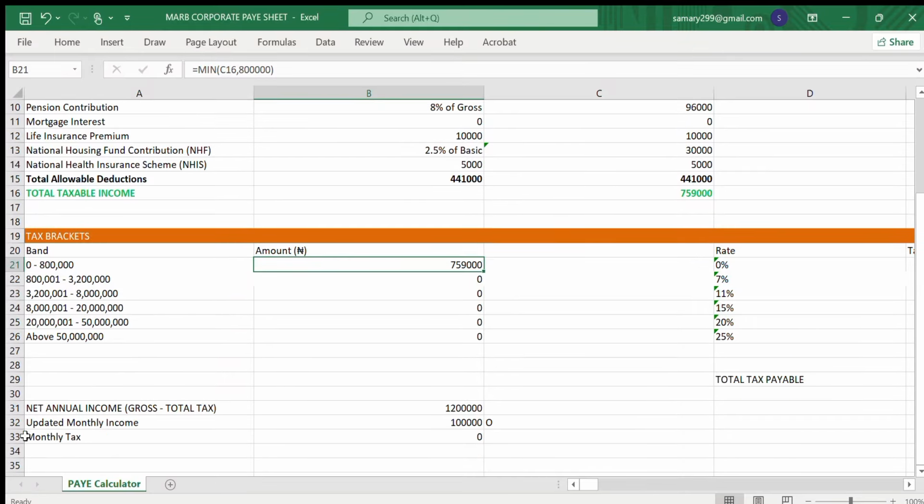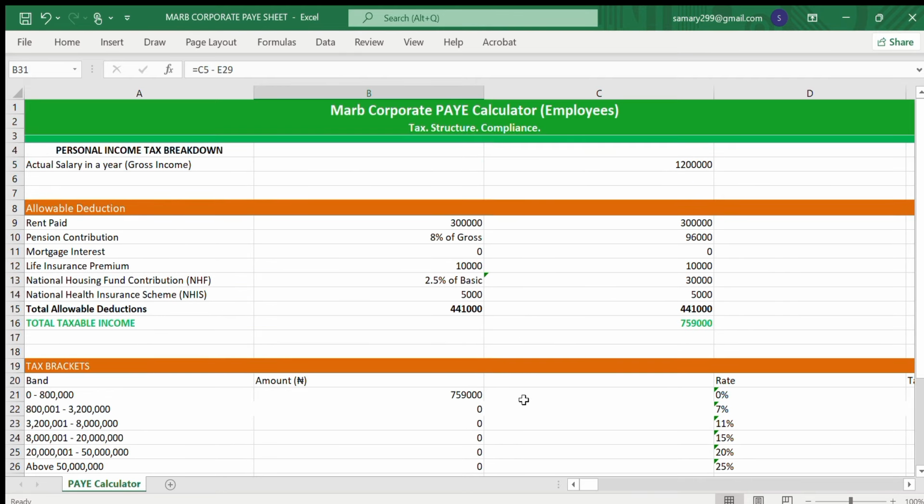So if we come down, we are going to see that at the end of the month, you are going to be going home with your net. You see, you're going to be going home with this net. So you're not going to be paying tax.